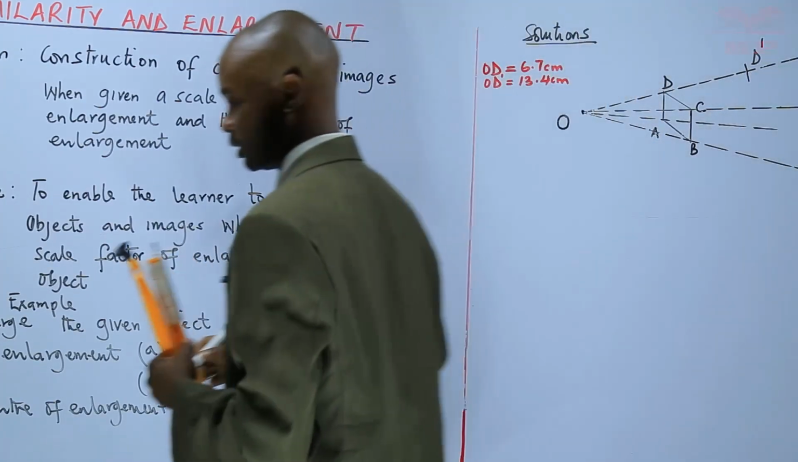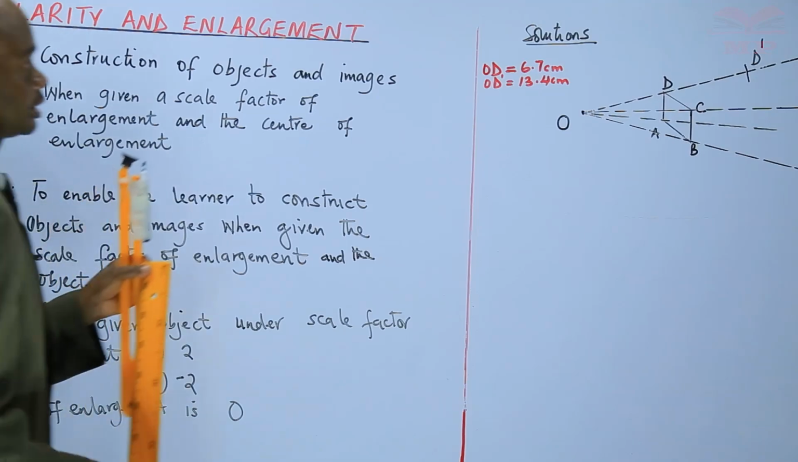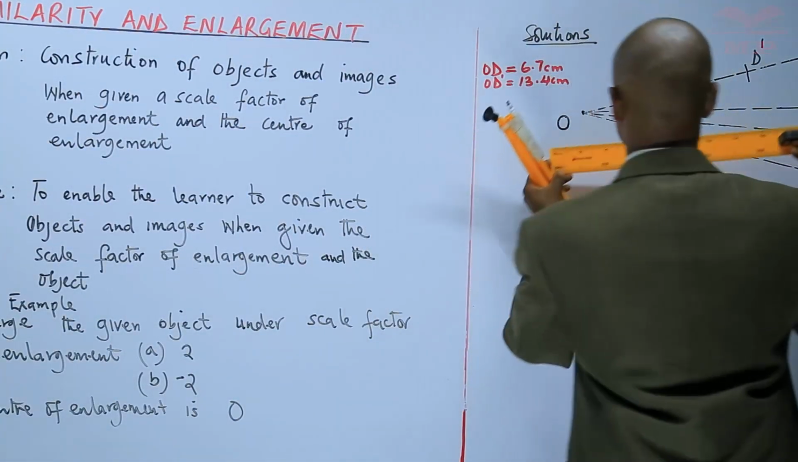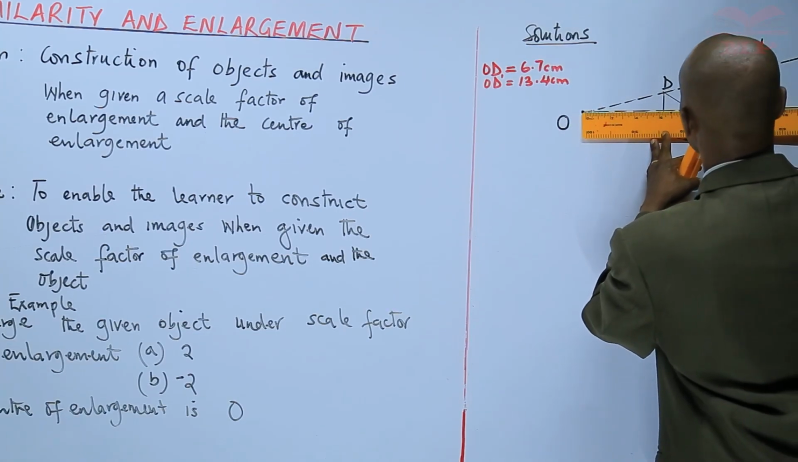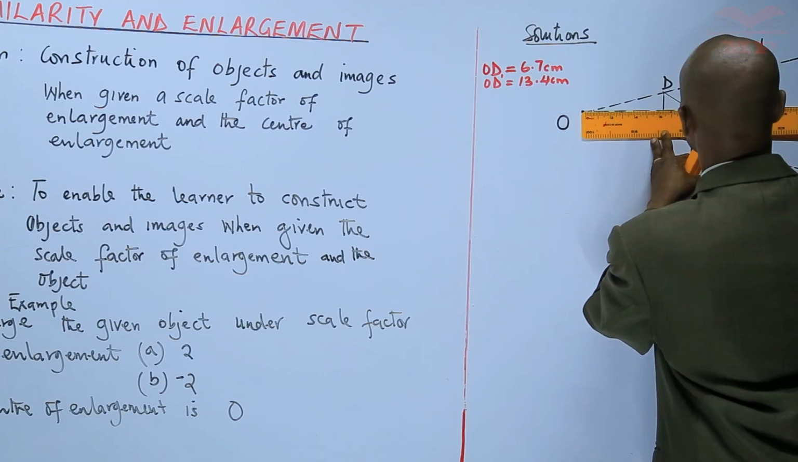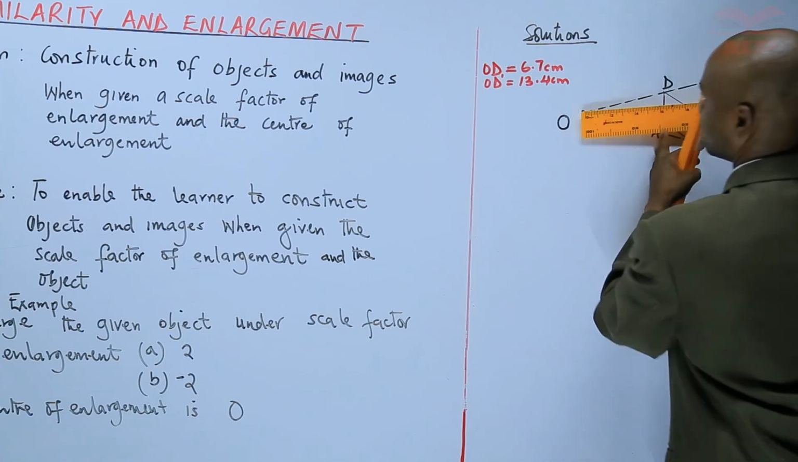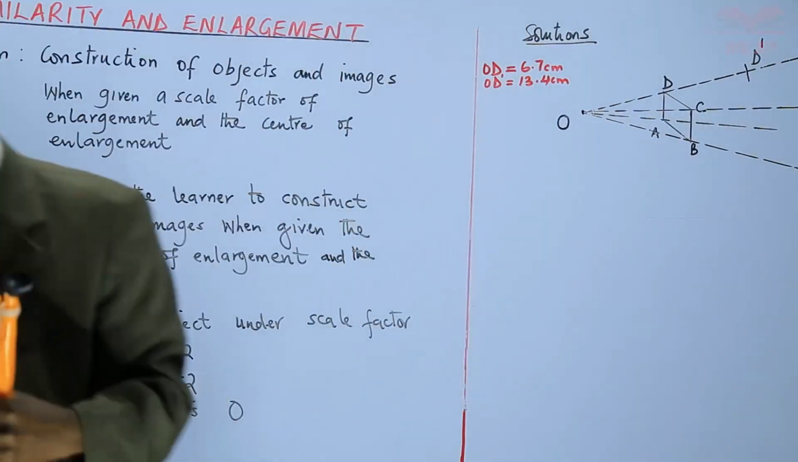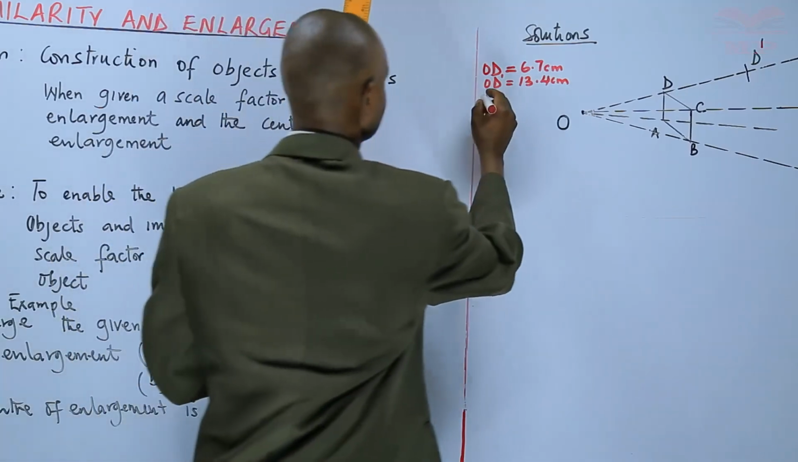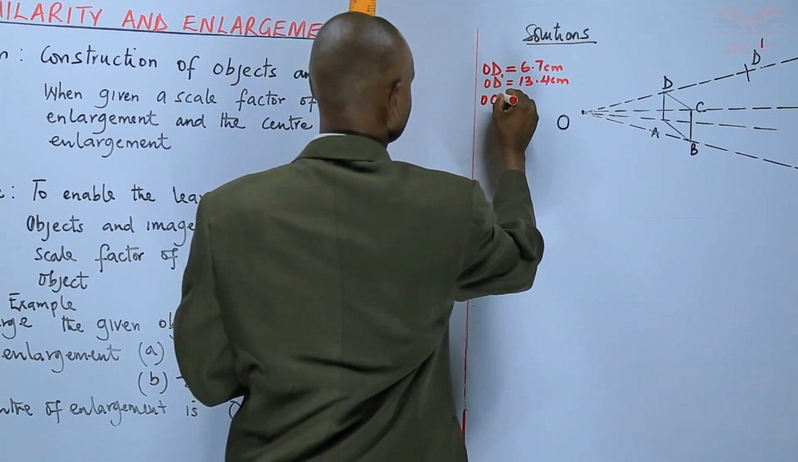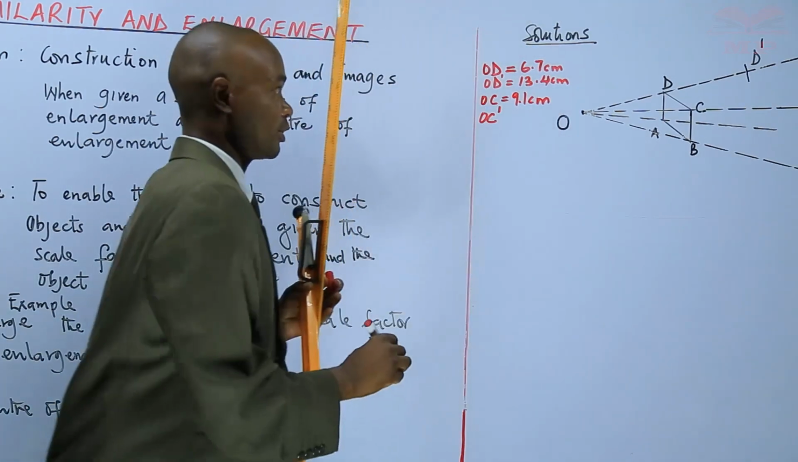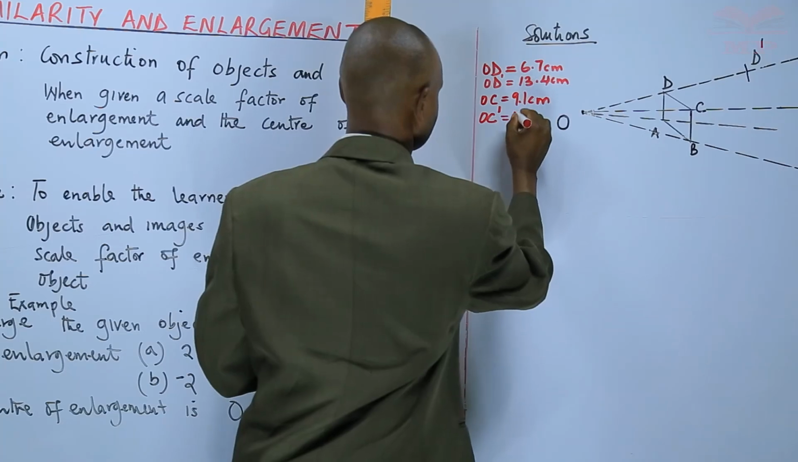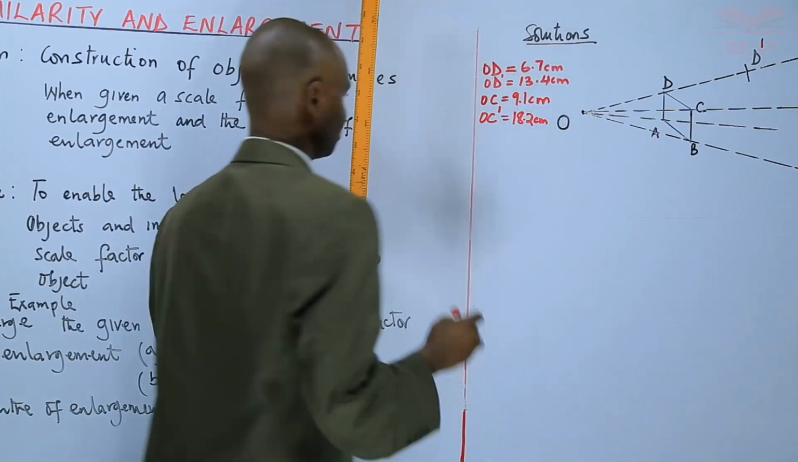Write it there. The same will happen for C. What is the distance there? You come and measure O to C. It is 9.1. So you'll say OC is 9.1 centimeters. OC prime will double, so it will be 18.2 centimeters. So you'll scale that.